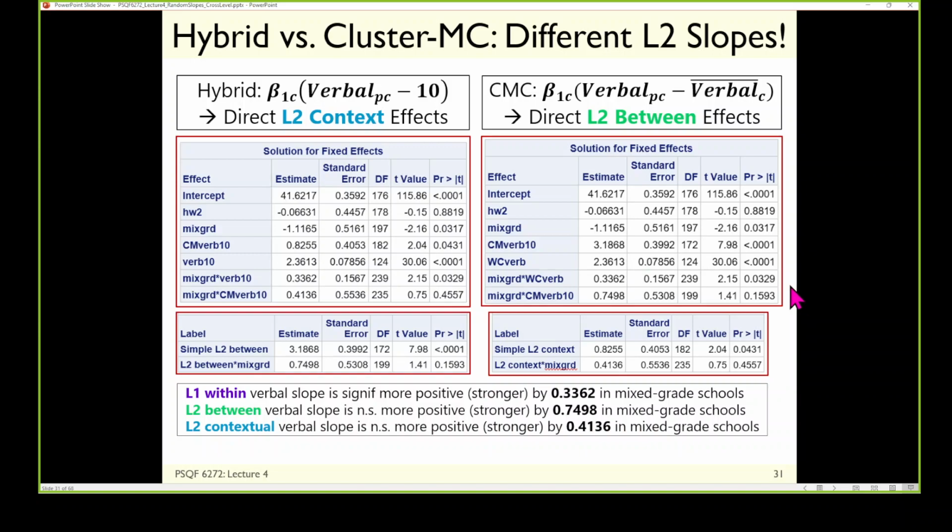So which you choose is up to you. As long as you're not smushing things, it's fine. Probably for the sake of your readership, though, I would pick one strategy and go with that across all the variables in your model. That way some of them aren't within-contextual and some of them are within-between. I think that can get very confusing real quick.